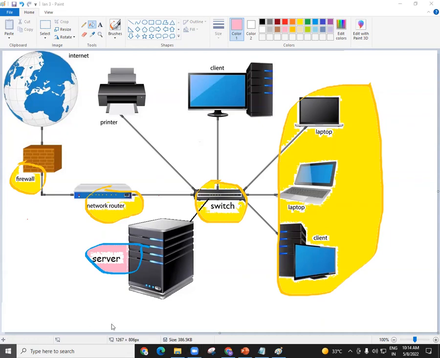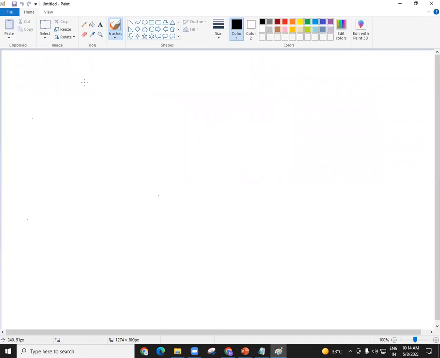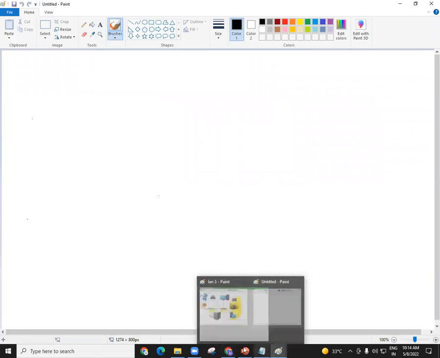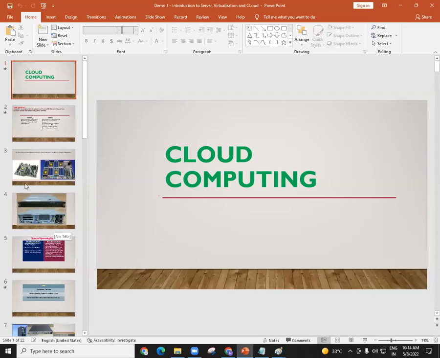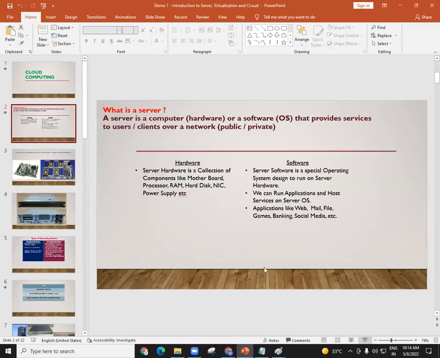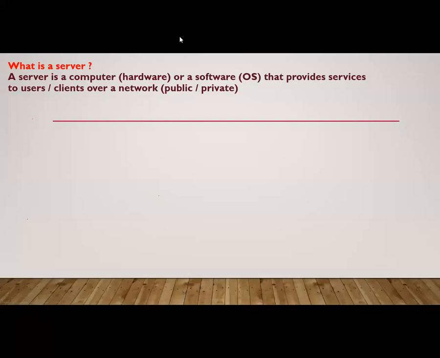Okay, so let me open one more paintbrush here. So what is a server here? There is a very simple definition I have written here, friends. Server is a computer, in brackets I have written hardware or software, that provides services to users or clients over a network. The network can be public and private. Okay, there are many terminologies I am using here. Very soon we will see all the terminologies, like who is a user, what is the hardware, what is the operating system, what is a public network, what is a private network. All these things we will see in detail. But as of now, let us see generally.